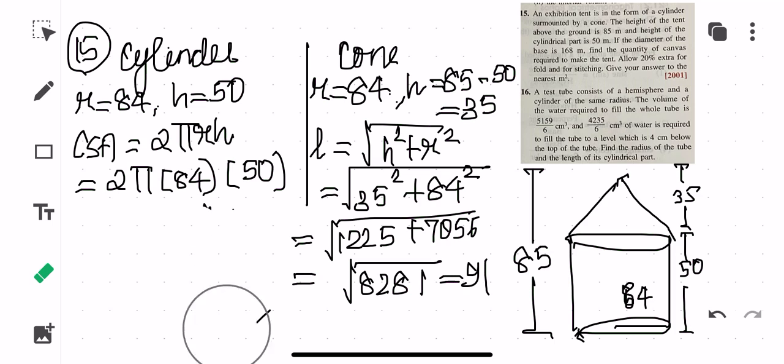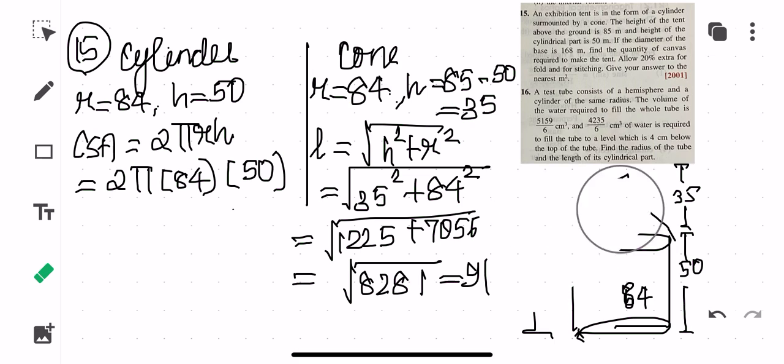So here only you can see, children, although the question looks an easy one, but for calculating slant height only you need at least 2 minutes. So you have to make sure, children, that you are managing your time in such a way that you are able to utilize most of your time. Okay, because the sums of these type are going to require a lot of time.